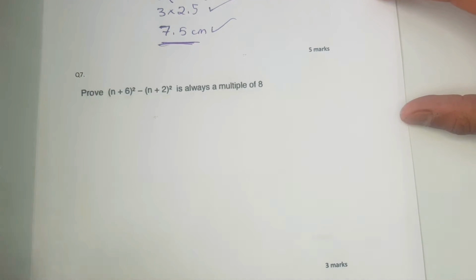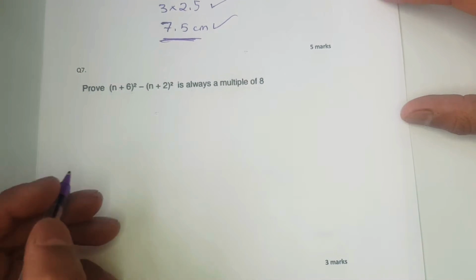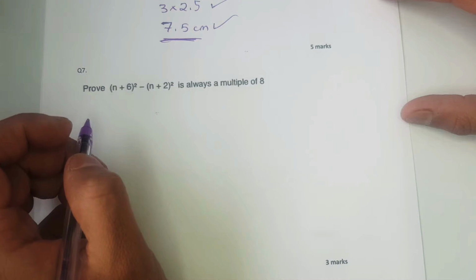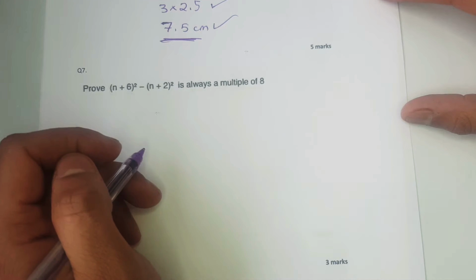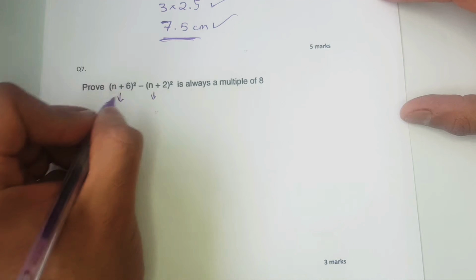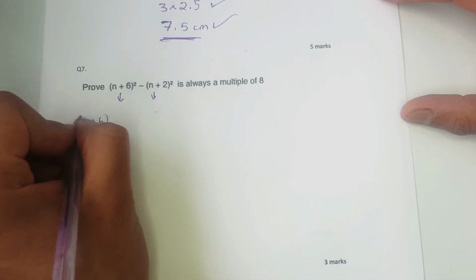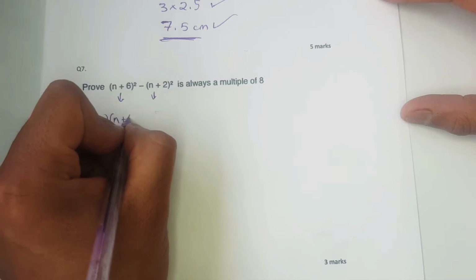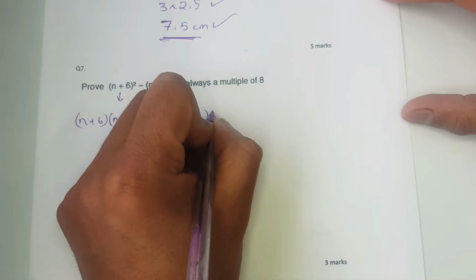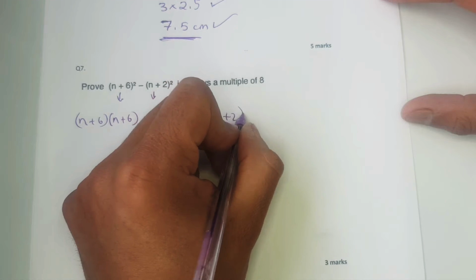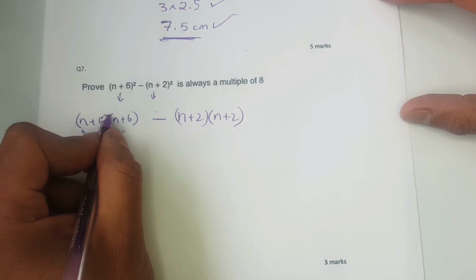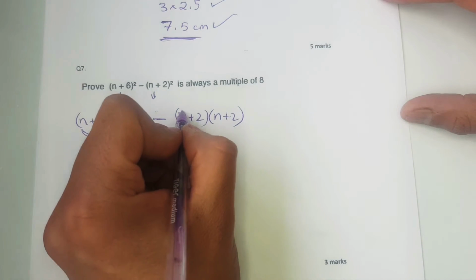Question 7 asks us to prove n plus 6 all squared minus n plus 2 all squared is always a multiple of 8. Now that sounds really complicated, but all you need to do is just expand the bracket step by step. So n plus 6 squared is n plus 6 times n plus 6, minus n plus 2 times n plus 2. So we're just going to expand that. Similar to what we did before, everything outside by everything inside.